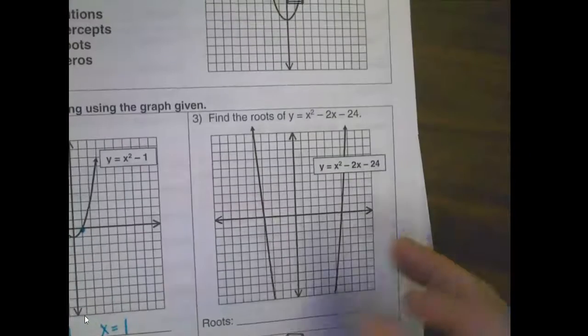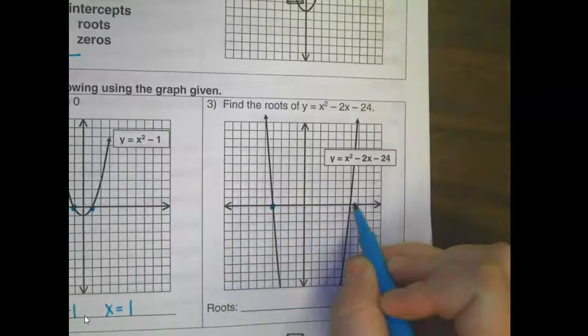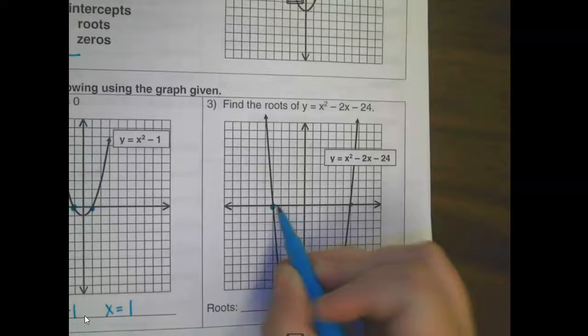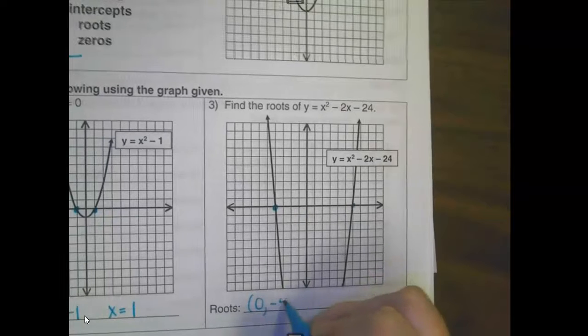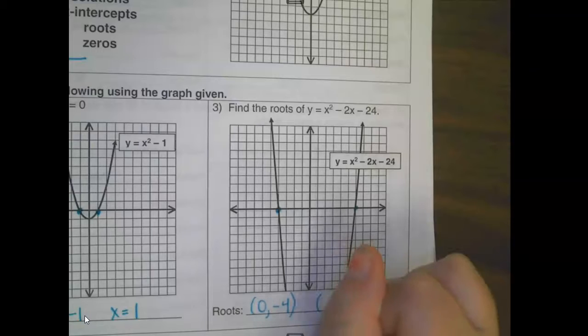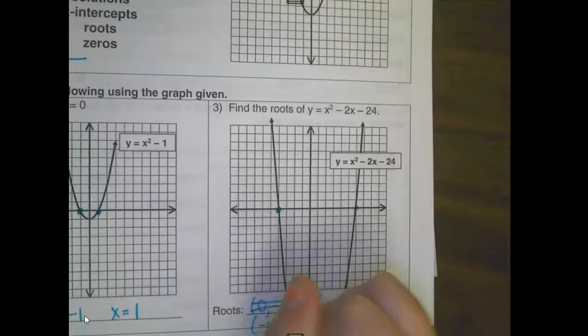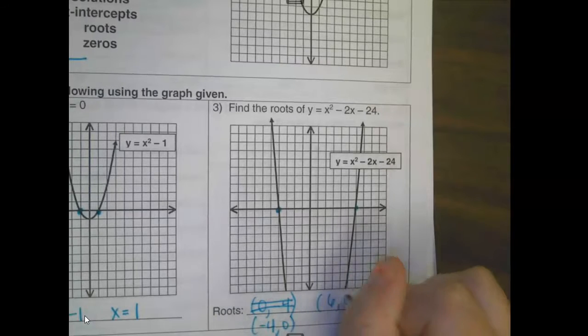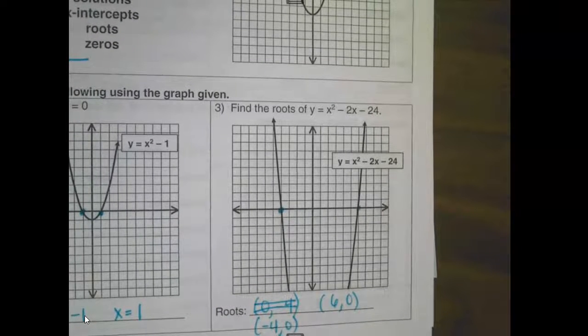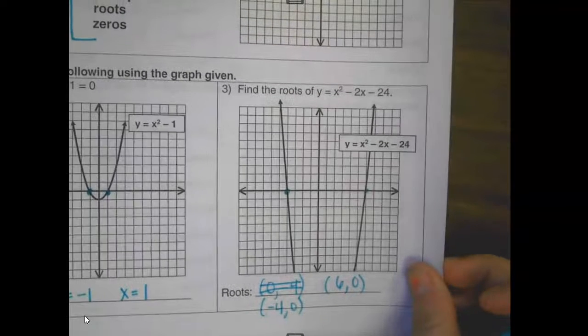Look at number 3. Find the roots. So it's asking the same thing. So I'm going to look where it crosses. 1, 2, 3, 4. I'm going to put it as coordinates this time because roots are usually given as coordinates. Oh, I did that wrong. I'm so sorry, I did that backwards. -4, 0 and 6, 0. I knew it looked funny. I kept looking at it going, that doesn't look right. Sorry. -4, 0, and 6, 0. So my solutions would be x equals -4, x equals 6. Hopefully this is making sense.